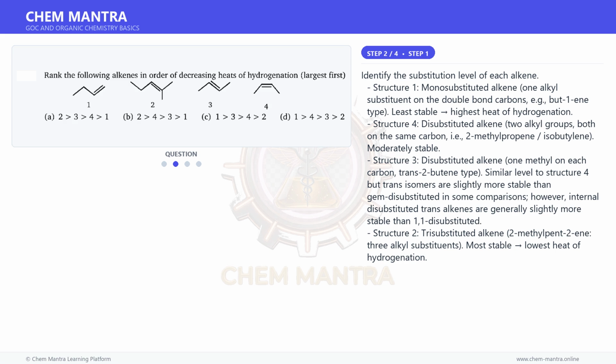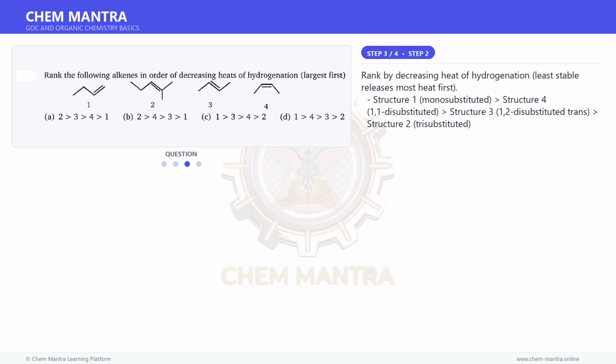Structure 2. Trisubstituted alkene, 2-methylpent-2-ene, 3 alkyl substituents. Most stable, lowest heat of hydrogenation. Moving on to the next step. Rank by decreasing heat of hydrogenation, least stable releases most heat first. Structure 1, monosubstituted, structure 4, 1,1 disubstituted, structure 3, 1,2 disubstituted trans, structure 2, trisubstituted.